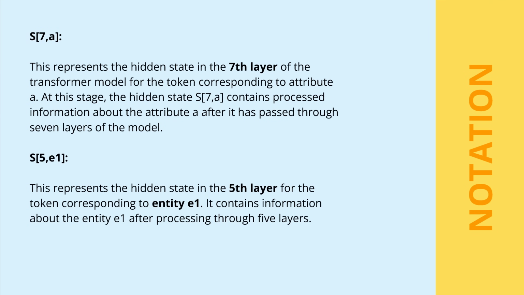Let's talk about scientific notation for a second. Whenever you see in the literature S7a, this represents a hidden state in the 7th layer of our transformer model for the token corresponding to attribute A. So in this particular stage, the hidden state S7a contains the processed information about the attribute A after it has passed through 7 layers of our transformer architecture. And if you have for an entity S5E1, it is really similar. This represents a hidden state in the 5th layer for the token corresponding to entity E1. It contains all the information about the entity E1 after processing through 5 layers of our transformer architecture. So you see, the notation is explained.